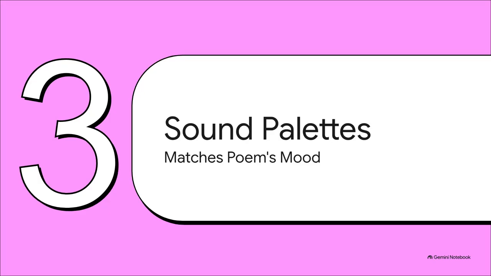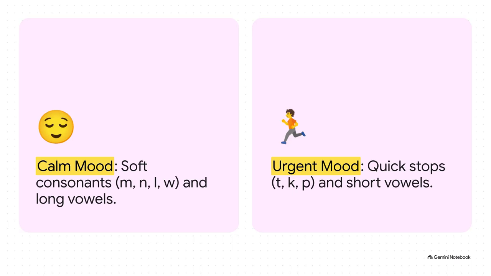All right, Section 3, painting with sound palettes, choosing your vibe. Before putting pen to paper, a poet absolutely must intentionally choose a sound palette that matches their intended mood. Check out this comparison. It's really fascinating. If you want a calm mood, you're going to lean heavily on soft consonants like n, l, and w, mixed together with long, stretching vowels. It sounds like a lullaby.